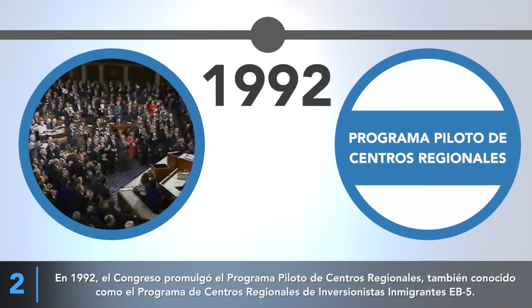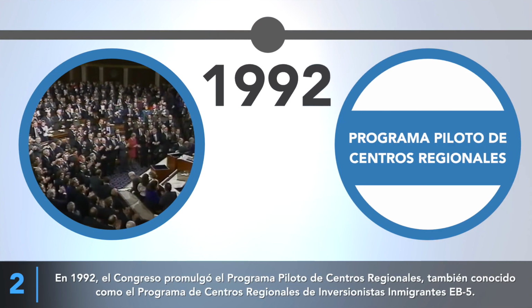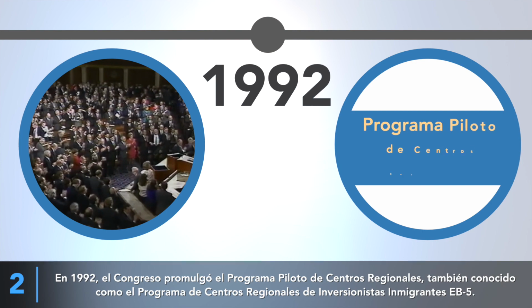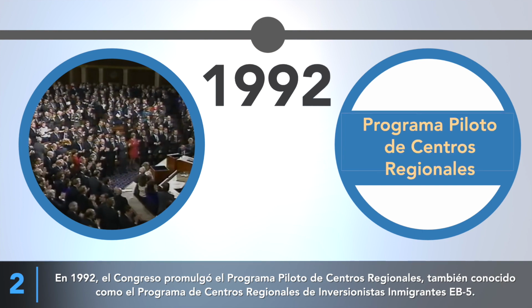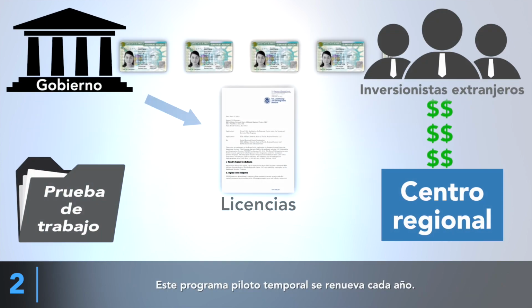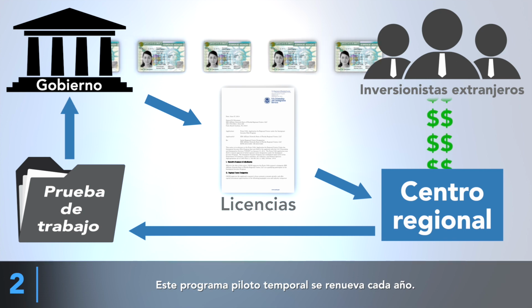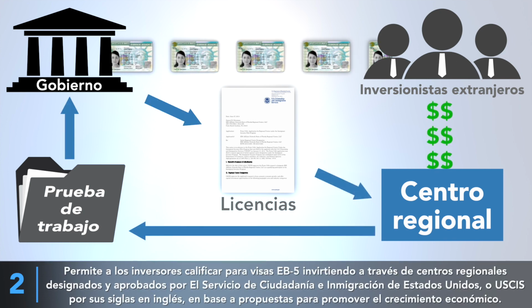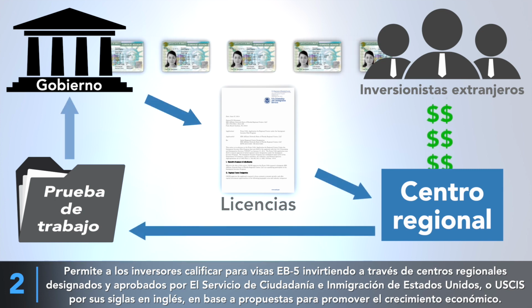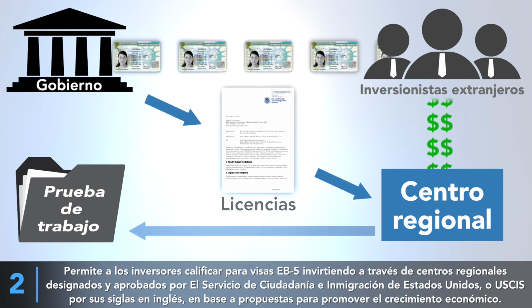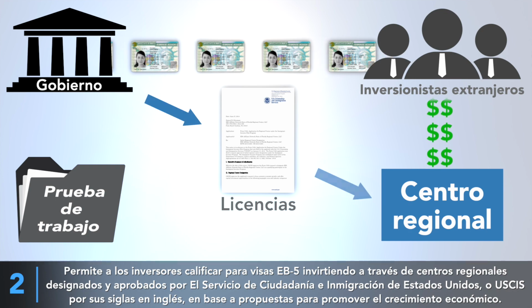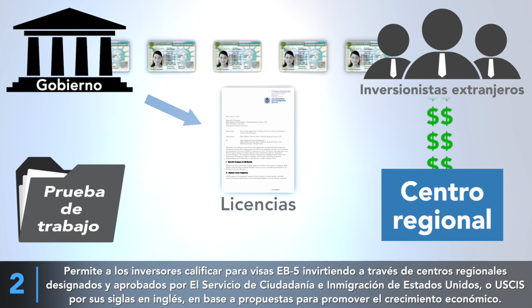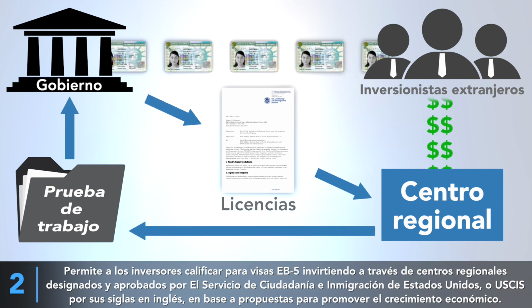In 1992, Congress enacted the Regional Center Pilot Program, also known as the EB5 Immigrant Investor Regional Center Program. This temporary pilot program is renewed every year. It allows investors to qualify for EB5 visas by investing through regional centers designated and approved by United States Citizenship and Immigration Services, or USCIS, based on proposals for promoting economic growth.